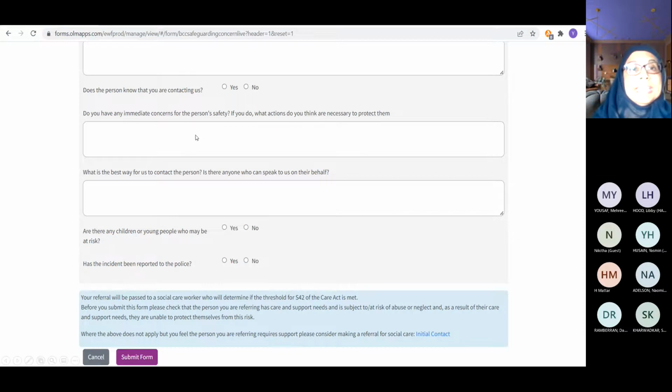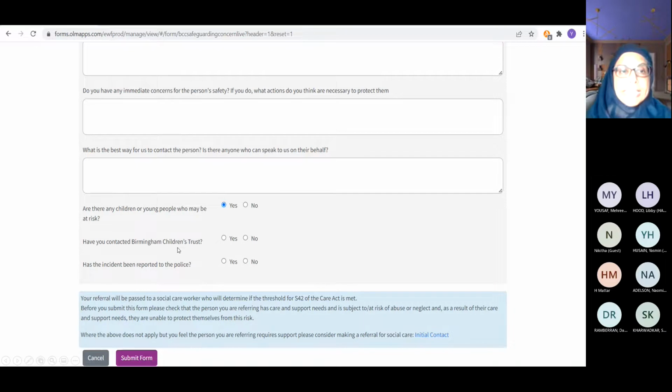And then it says, do you have any immediate concerns for the person's safety? And what is the best way for us to contact the person? Is there anyone else we can speak to on their behalf? Especially, for example, patients with dementia, you might want to put a family member or somebody like that. And then we have, are there any children or young people who may be at risk? And if you click yes, then it says, have you contacted Birmingham Children's Trust? So I do like Birmingham Adult Social Services for creating this website, because that's a really good reminder.